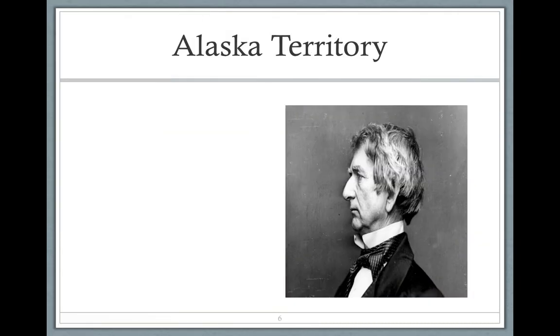Let's start with the Alaska Territory. Pictured to your right is William Seward. He was once a political rival of Abraham Lincoln and thought to be the presumptive presidential nominee in 1860, but Lincoln defeated him in a primary. He then became Lincoln's Secretary of State.